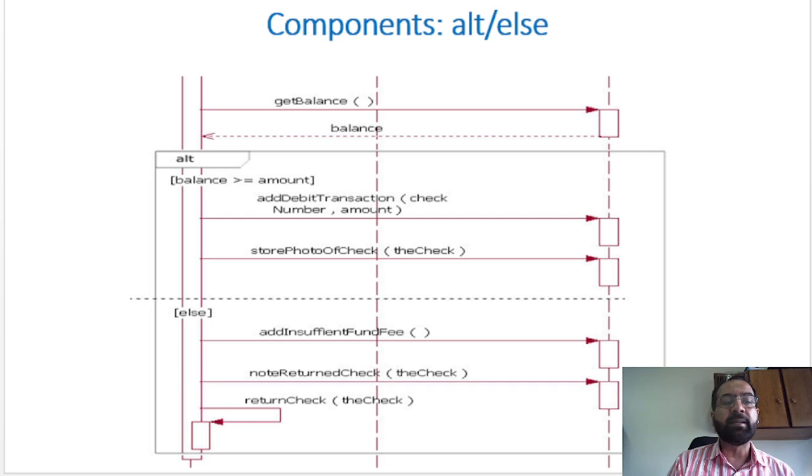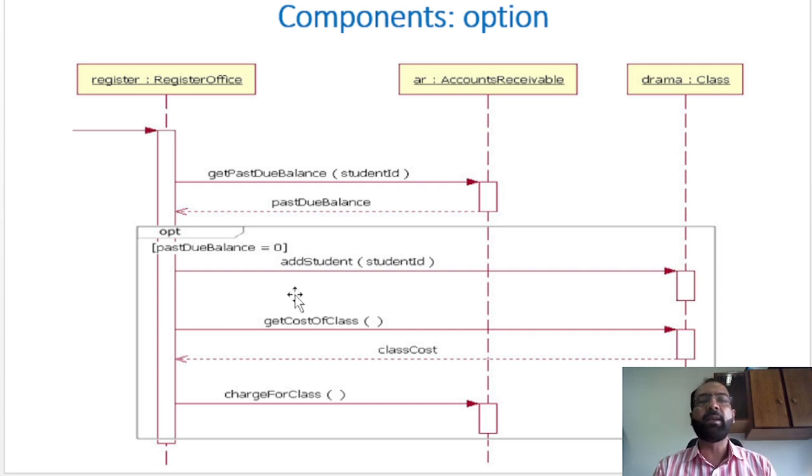So it is very good that in sequence diagrams we can also capture these types of conditions, multiple if else conditions, and we can have a better understanding of the system. Here is another example, and here you can see that there are three objects. One is called the registrar office, that is account receivable, and for example that is a class, a drama class. So get past due balance, student I, that balance is being returned. For example, if the due balance is equal to 0, that message is being sent to the class. Get cost of the class, the class cost is there, which is being returned, and charges for the class. So that communication has been done.